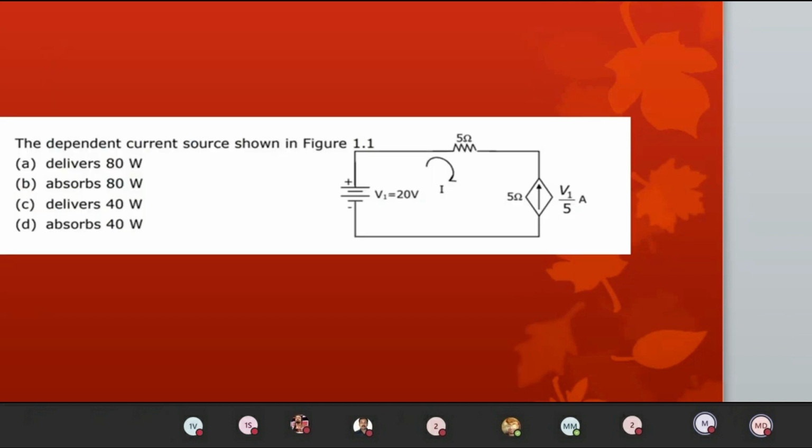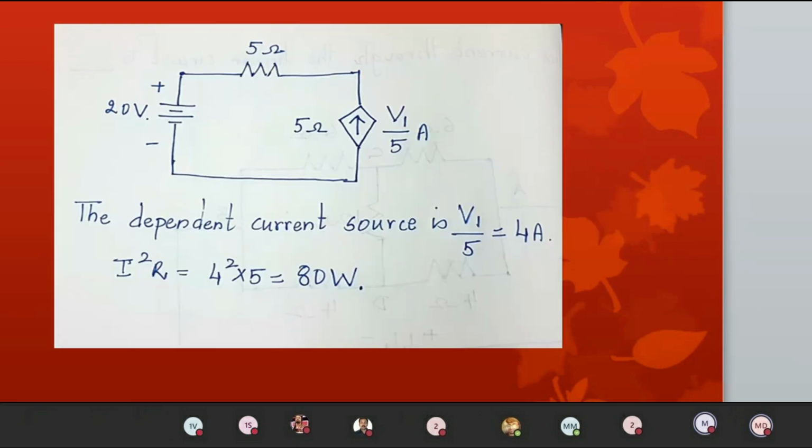The independent current source shown delivers 80 watts, absorbs 80 watts, delivers 40 watts, or absorbs 40 watts. So you have a voltage dependent current source. The active voltage source is 20 volts, and the resistor current is 5 amps. It's very simple. The dependent current source is V1 by 5. What is V1? Very simple, 20. So the current is 4 amps. So I squared R is 4 squared into 5, which is 80 watts.